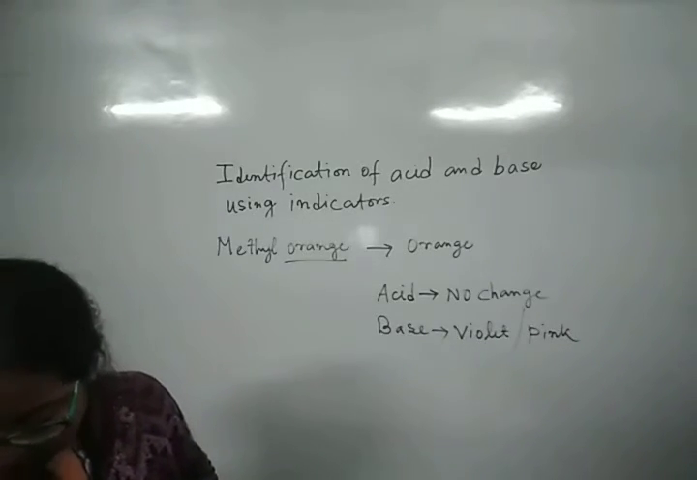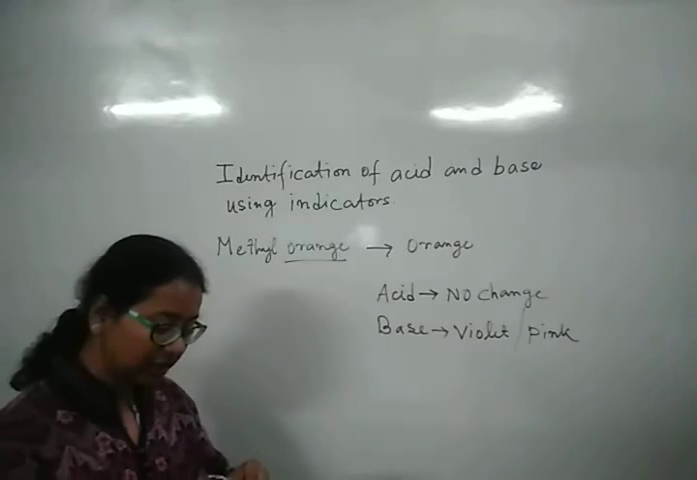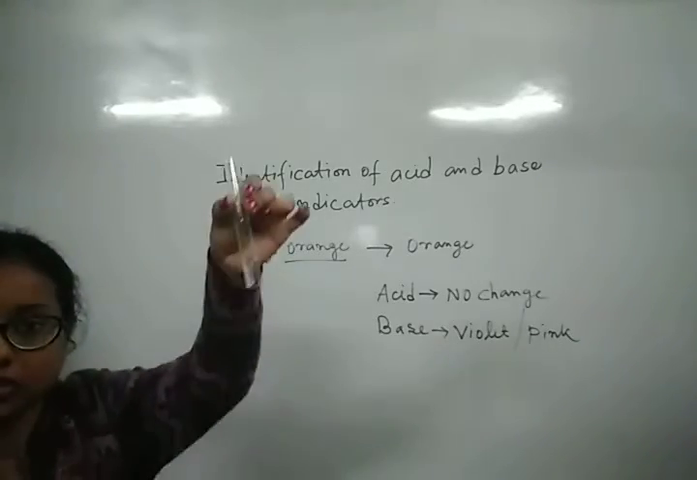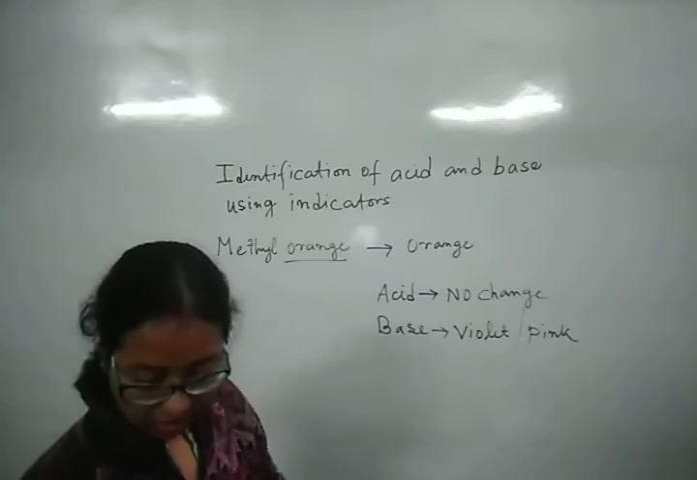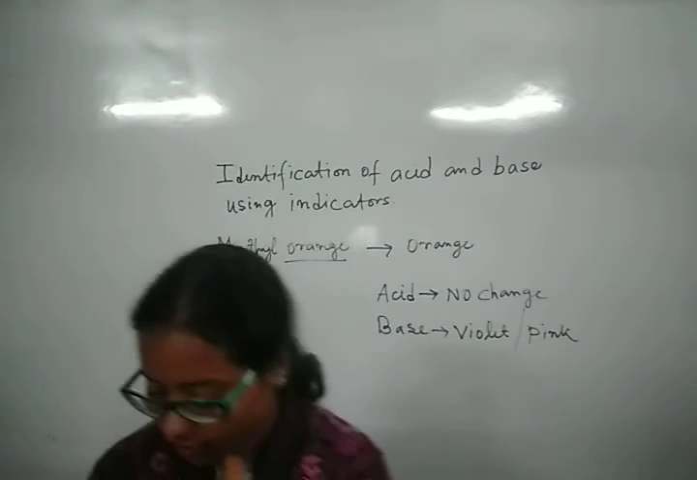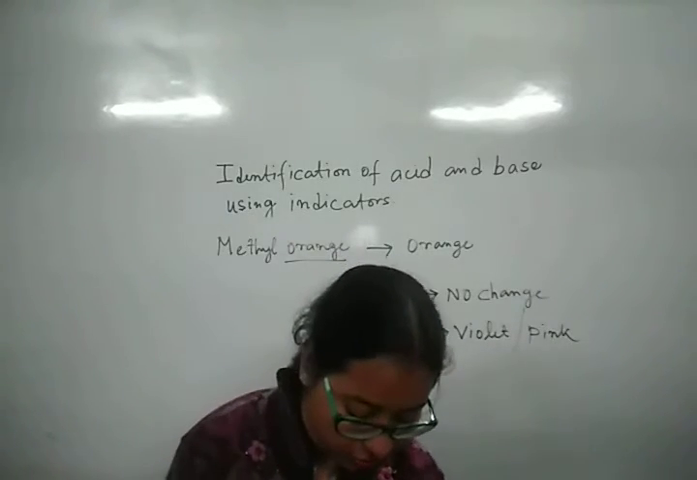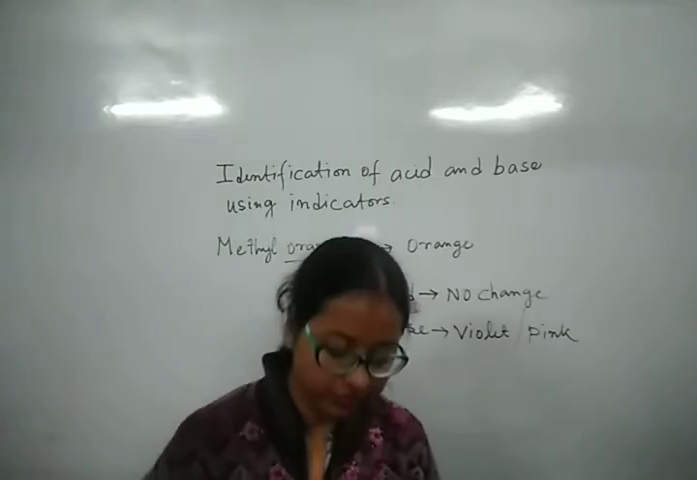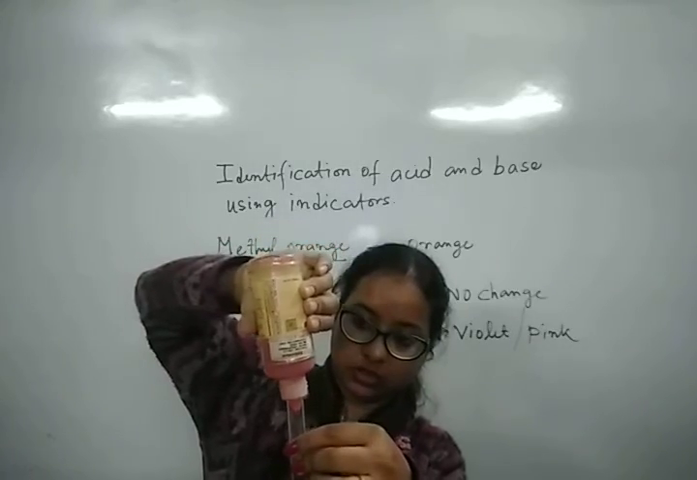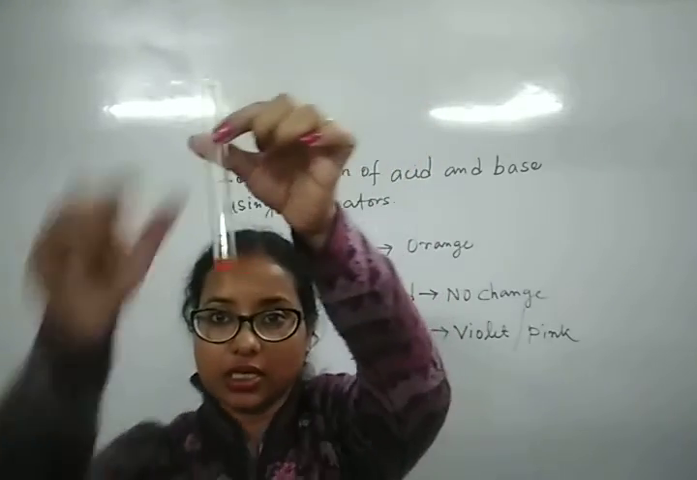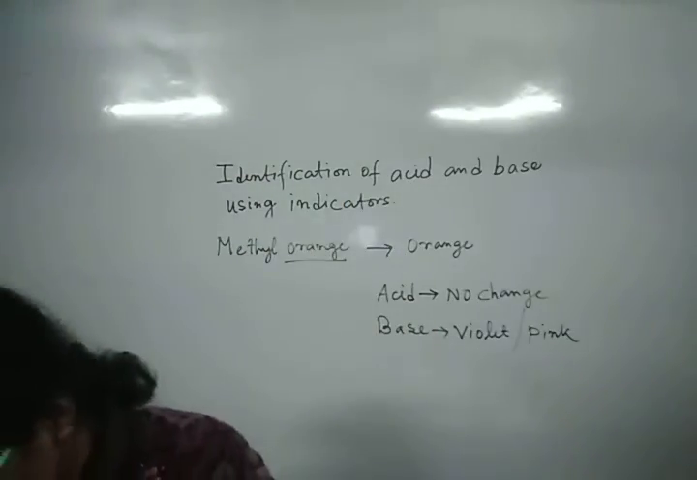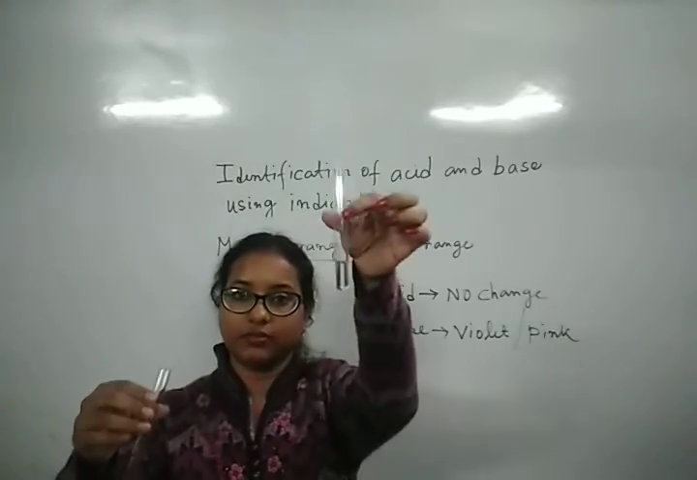Again in the same manner as we have done with phenolphthalein, in a test tube I will be taking some basic solution. See, ammonium hydroxide I have taken. Before doing that, let me show you the original color of the indicator. I am taking a few drops of it in a test tube. See, this is the color of the indicator, orange. Now I am going to add this indicator in this basic solution.